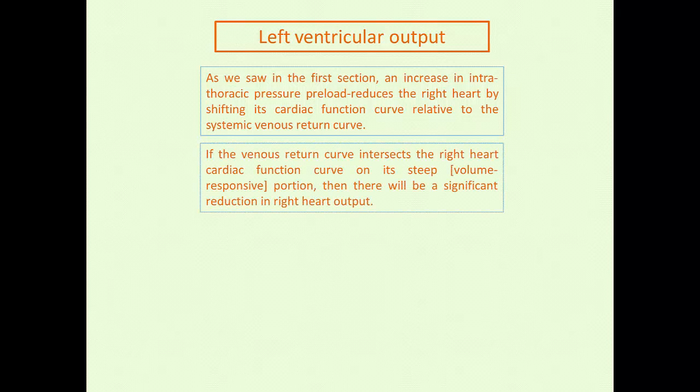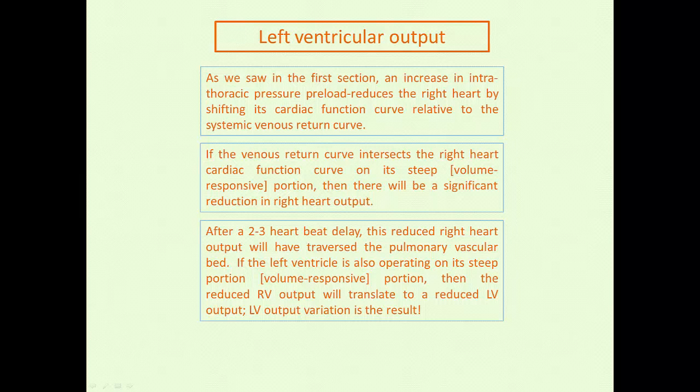If the venous return curve is intersecting the cardiac function curve on its steep portion, the patient will be volume responsive. That is, increasing preload will result in, sorry, I'm getting a bit tongue-tied. If the venous return curve intersects the right heart on its steep or volume responsive portion, then as it's shifted rightwards in response to the increase in intrathoracic pressure, there will be a significant reduction in right heart output.